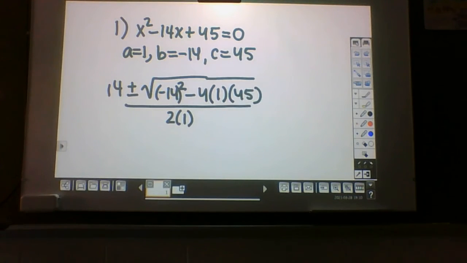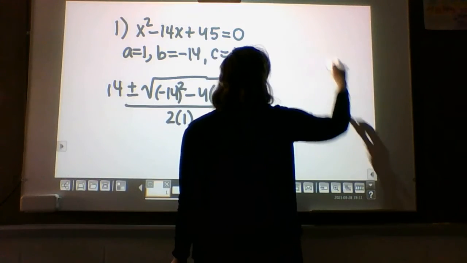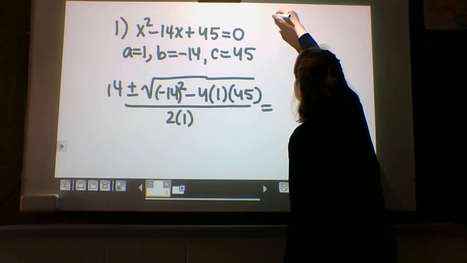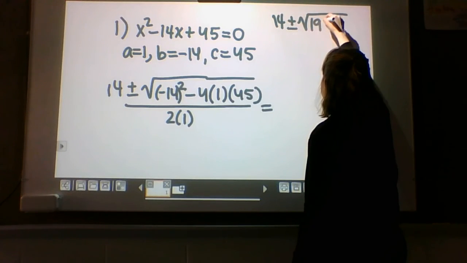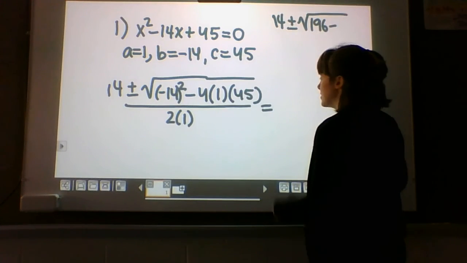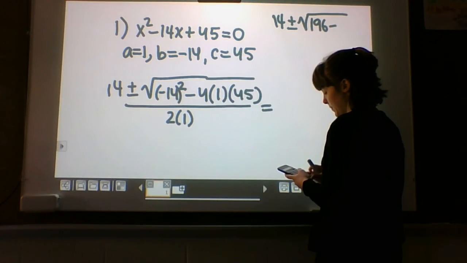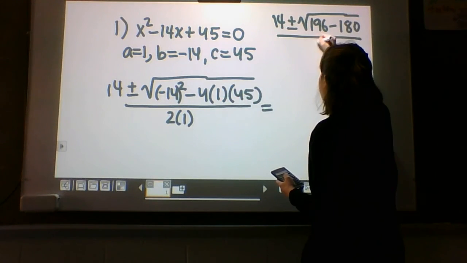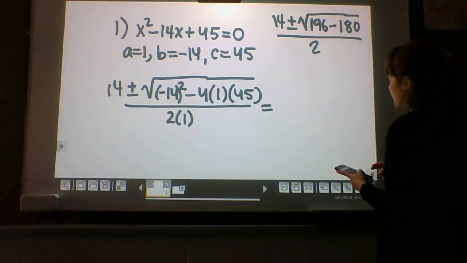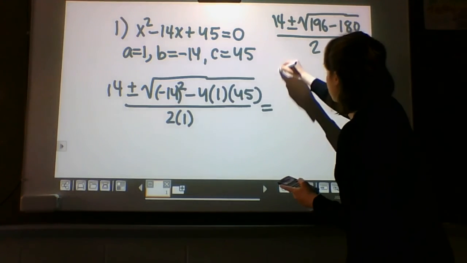Negative 14 squared is 196. So now we're going to have, in fact, I'll write it up here, 14 plus or minus the square root of 196 minus, we're going to take 4 times 1 times 45. That's 180. And all that's divided by 2. So 196 minus 180 is 16.